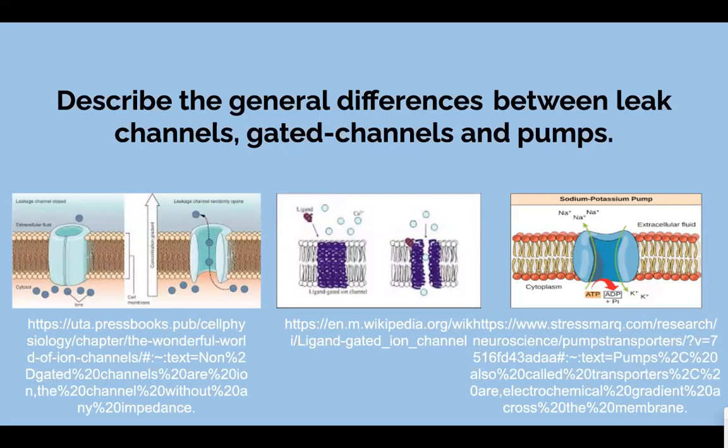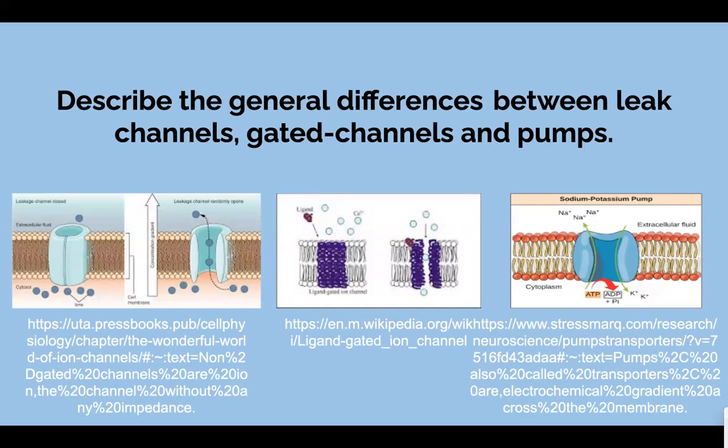Leak channels' function is that they are always open or have a baseline level of permeability, allowing the passive movement of specific ions or molecules across the membrane. For regulation, leak channels are not regulated by any specific signal or stimulus. They maintain a continuous flow of ions or molecules based on their concentration gradient. For their selectivity, leak channels exhibit selectivity based on size and charge, allowing specific ions or molecules to pass through while restricting others. Examples of leak channels include leak potassium channels, K+, leak sodium channels, Na+, and leak chloride channels, Cl-.